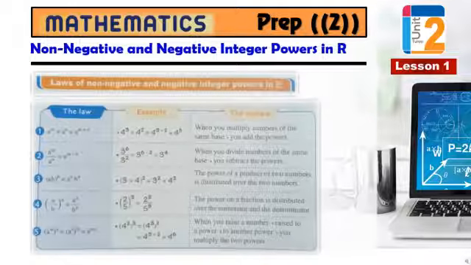Number 3: (ab)^n equals a^n times b^n. It means we distribute the power. For example, (3 times 4)^2 equals 3^2 times 4^2. And number 4, also we make distribution. If we have two powers, we must multiply these two powers.